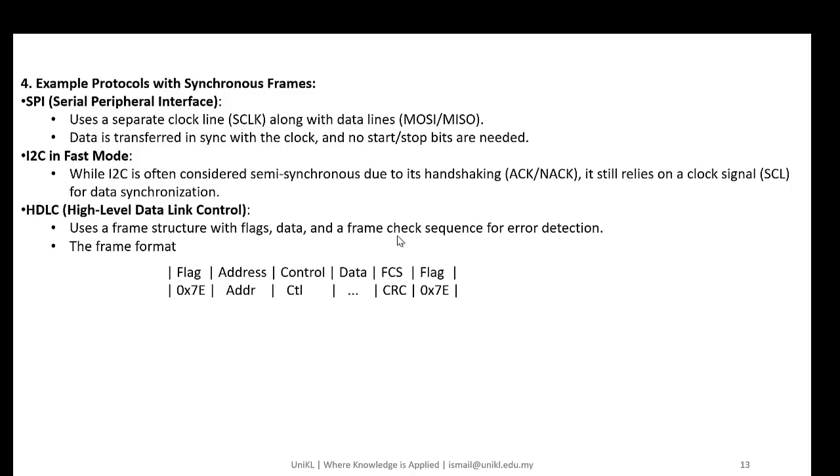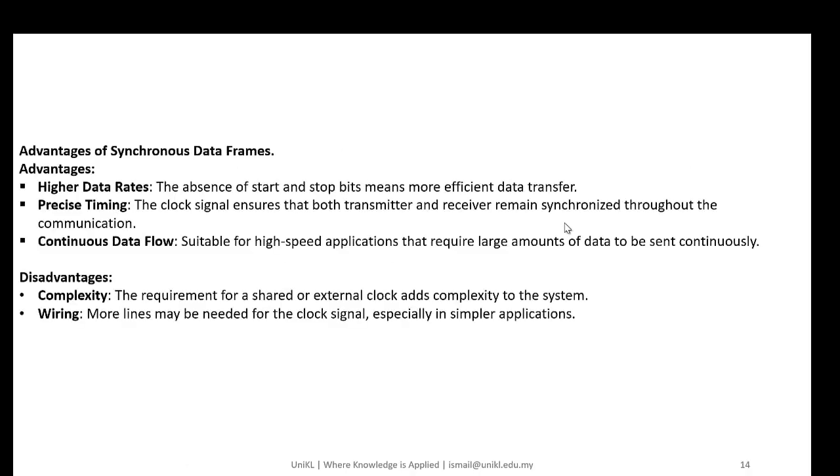HDLC, High-level Data Link Control: we have flag, address, then control, then data, FCS, and then we have the flag. So that is the frame structure of this protocol.